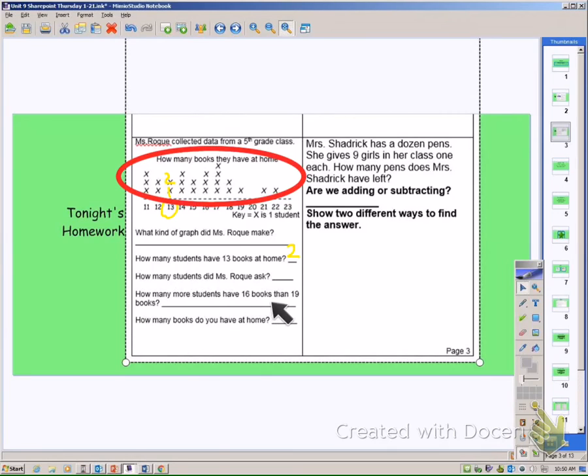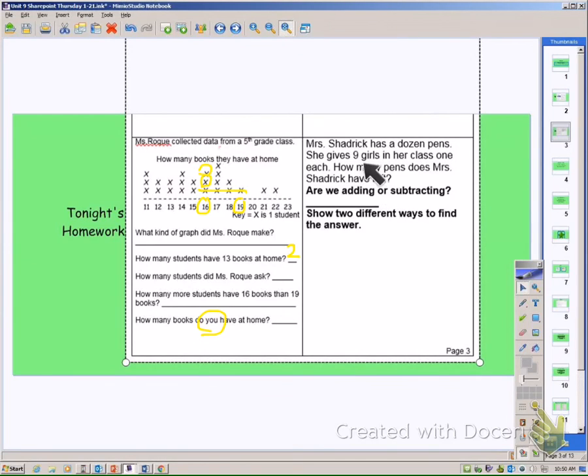How many more students have 16 books than 19 books? So now you just need to look at the 16 and the 19. Here they're the same. How many more have 16? Then it wants you just to know how many books do you have at home. So this is not going to be from here. It's how many do you have at home.